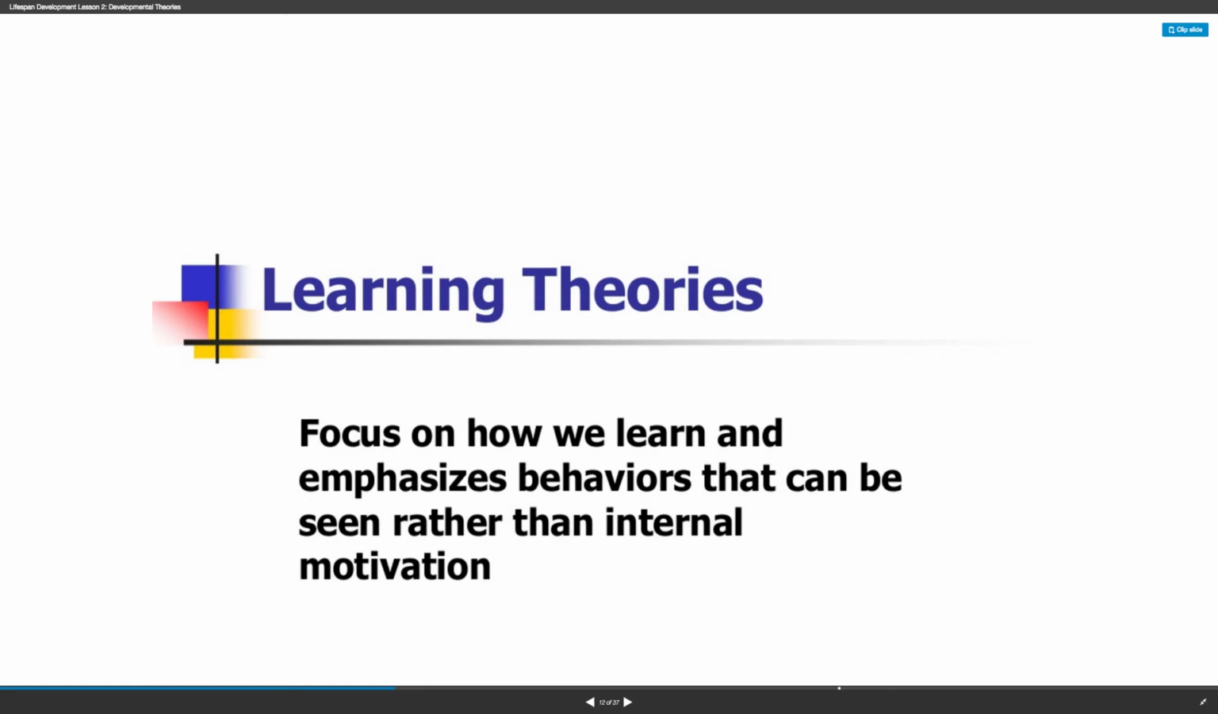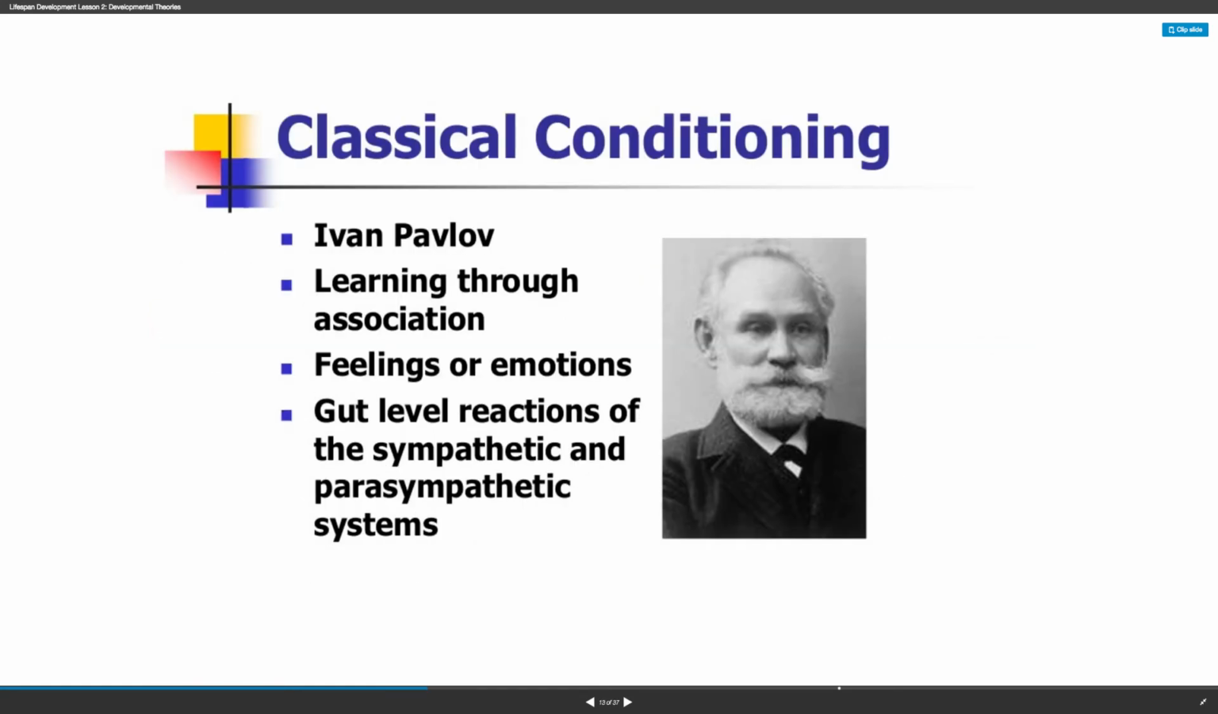Next, we're going to focus on learning theories. These explain some of the ways that experiences change what we're capable of doing. Unlike psychodynamic theories, learning theories focus on behaviors that are observable. And we're going to explore 3 theories: classical conditioning, operant conditioning, and social learning theory. First, we're going to start with classical conditioning.